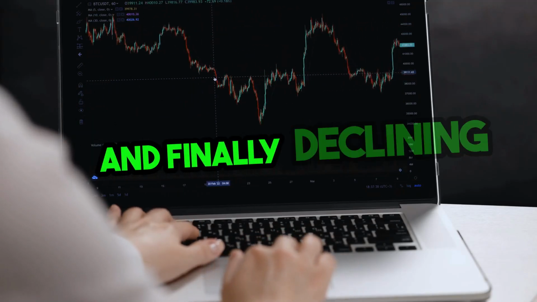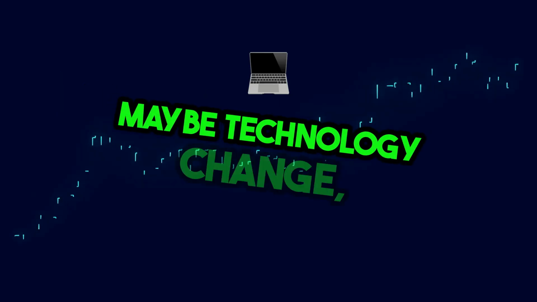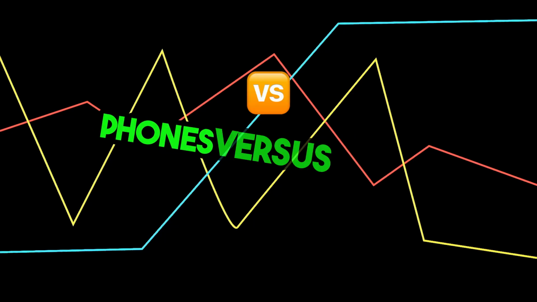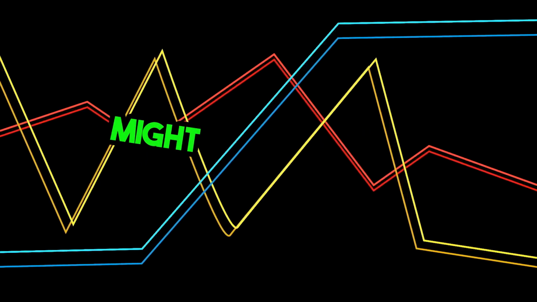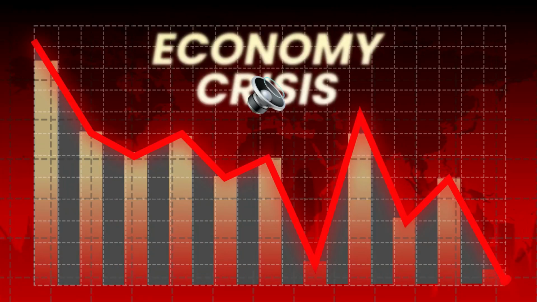And finally, declining industries. Growth stops or shrinks, maybe due to technology change, intense competition, or shifting tastes. Think landline phones versus mobile. Characteristics: they might still generate decent cash flow because they're not investing in new stuff, but profits are often low or falling.